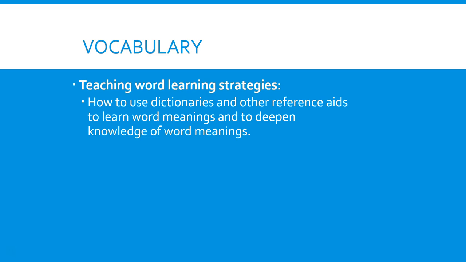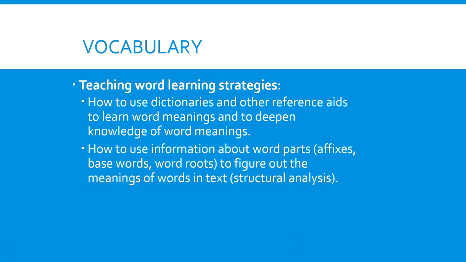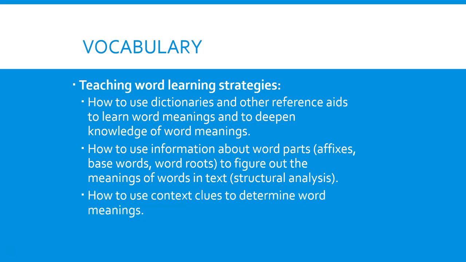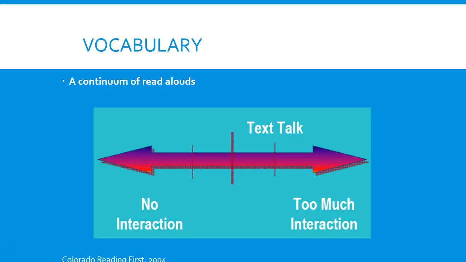With teaching word learning strategies, it could be something like how to use a dictionary or how to go online and find online dictionaries. How to use information about word parts: what does a prefix do to a word when you add it? What does a suffix do to a word? There's a way to do that called structural analysis. And then how to use context clues to determine word meaning, looking at the words around a specific word to try to figure out what that word means.